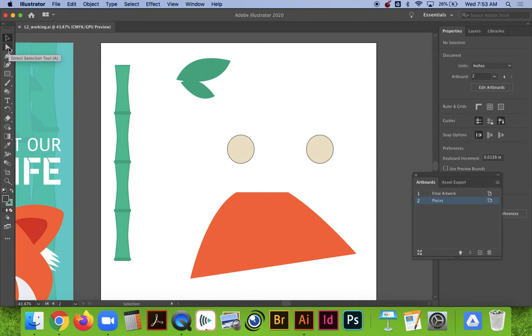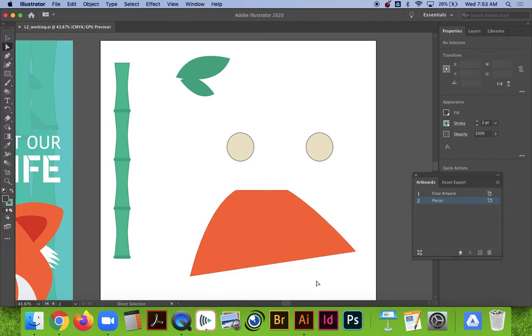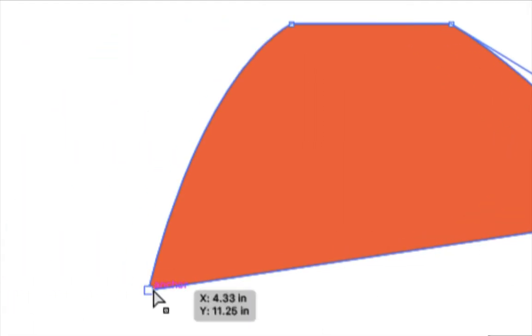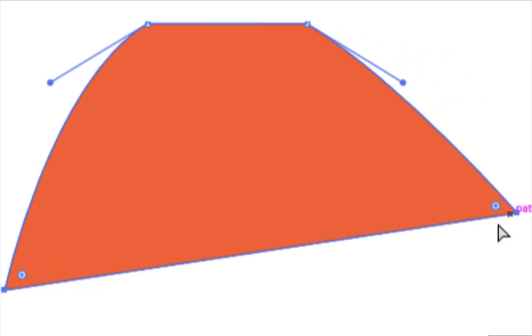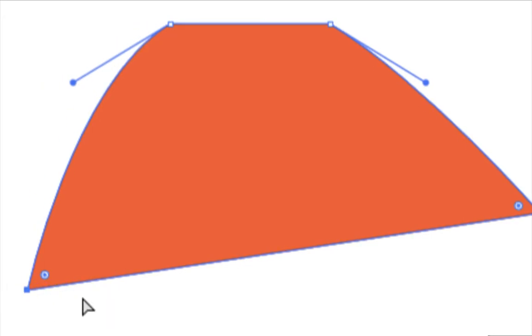So I'm going to grab my direct select tool. Remember, that's the white arrow. And I'm going to come down here to this orange shape. And I basically want to align this anchor point and this one right here. So I'm going to hold down Shift to select both of them. So now they're both blue dots instead of white.